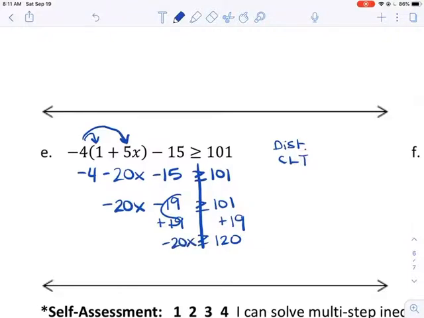Then I'm going to get rid of this negative 20. It's multiplication, so I'm going to divide. Now, usually what happens to me is I forget, and then at the end I check my answer. But I'm dividing by a negative number here, so I'm going to flip the direction of my sign, and it's going to go the other way.